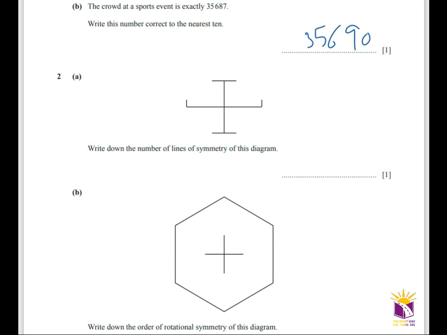Let's take the horizontal line. It is not symmetric because these two portions are symmetric, but this is not symmetric to the other one. Or we can say that diagonally, it is also not symmetric. Any diagonal portion is not symmetric. So how many lines of symmetry? We have only one line of symmetry for this question.